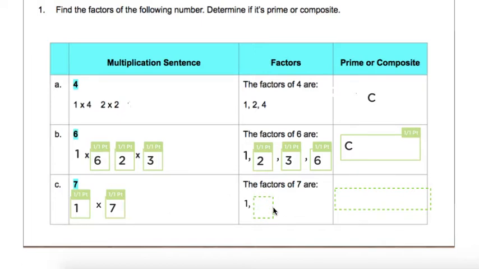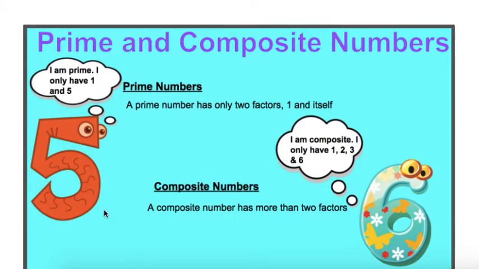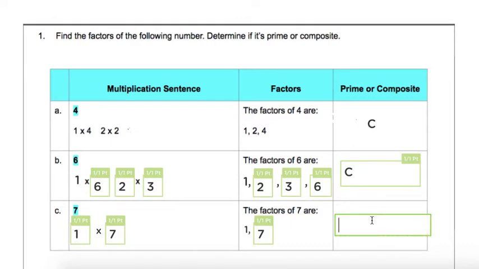So the only other factor of 7 is 7. It's 1 and 7. Is that prime or composite? Let's look back at our anchor chart. Prime has 2 factors. Composite has more than 2. Is the number 7 prime or composite? Yeah, it's prime. Let's give it a capital P for prime.